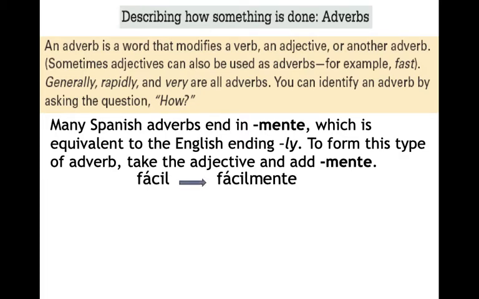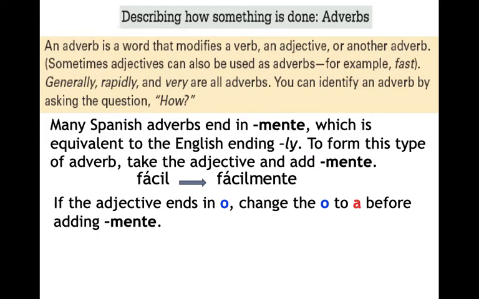So if you want to change fácil, easy, the test is easy. That is an adjective describing a noun, test. Put mente, easily. She takes the test easily. So easily is describing takes, the verb. Repita, fácil, fácilmente. If the adjective ends in O, change the O to A before adding mente. So the first rule there, if you see fácil, the adjective fácil ends in a consonant L, so you just add mente. If the adjective ends in O, change the O to A before adding mente.